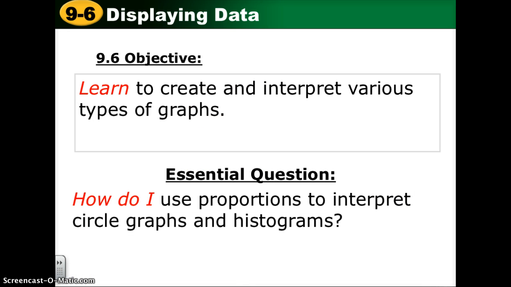Our objective for 9.6 is to learn to create and interpret various types of graphs. Our essential question: how do I use proportions to interpret circle graphs and histograms?